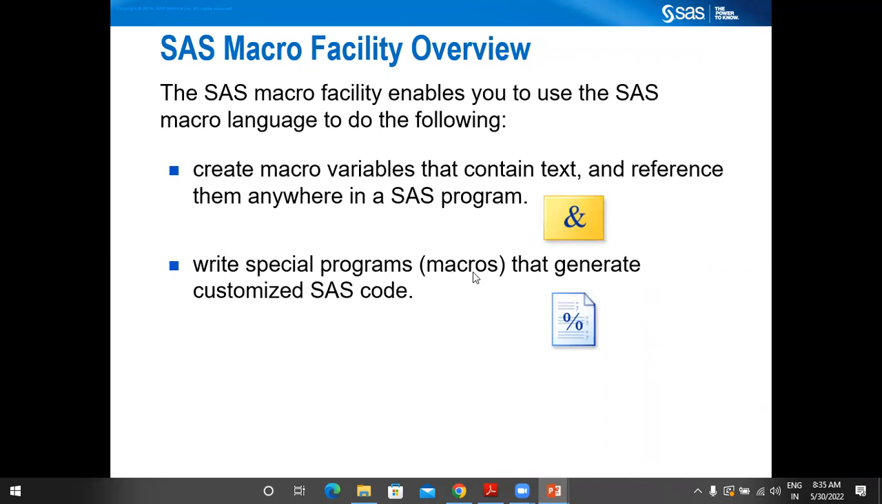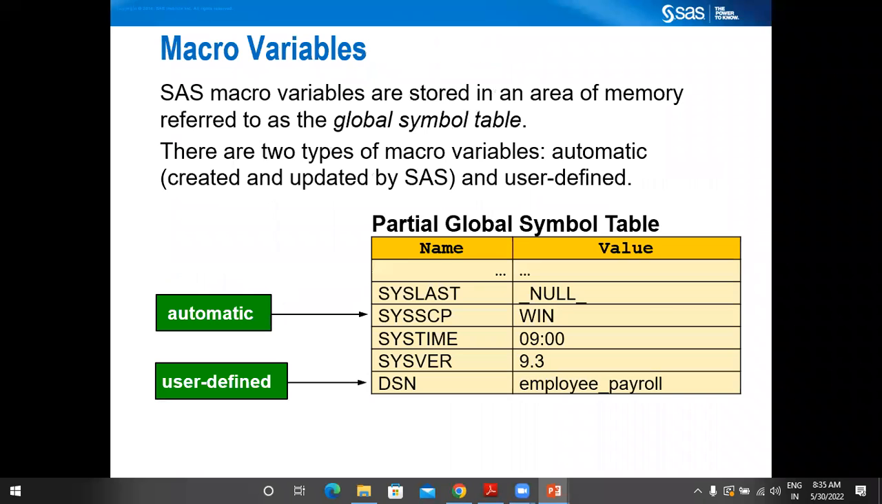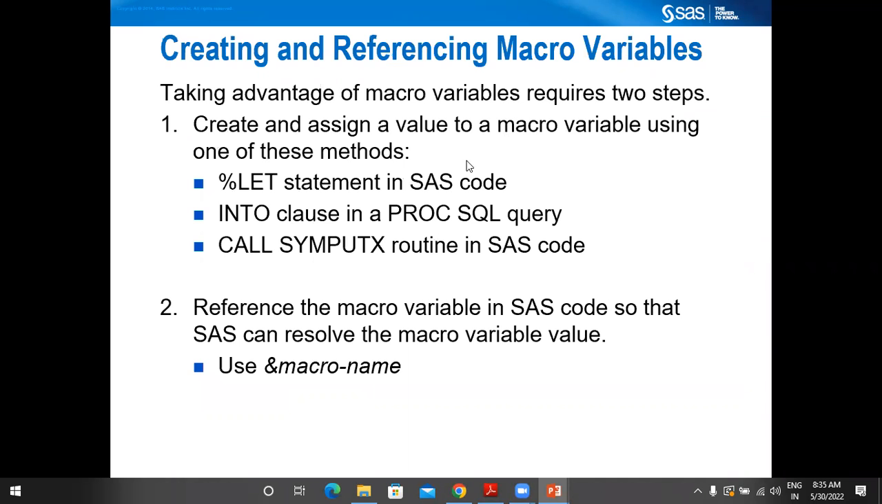You can write special macro programs also with percent. It's a macro program, correct? So we have two types of macro variables, automatic and user defined. Automatic are system based, user defined is one which we create. All are saved in the global symbol table, correct? One can create macros by the percent let statement, call symput routine, and of course with the into clause in a Proc SQL query. And you refer to a macro as ampersand macro name. Fine.